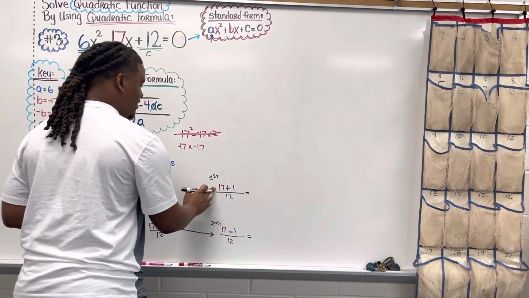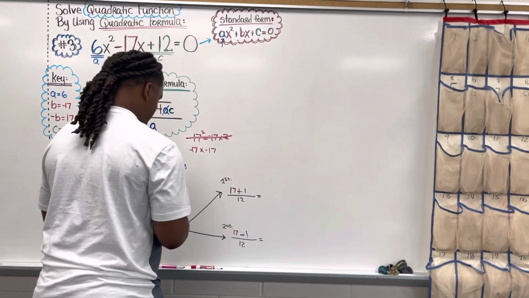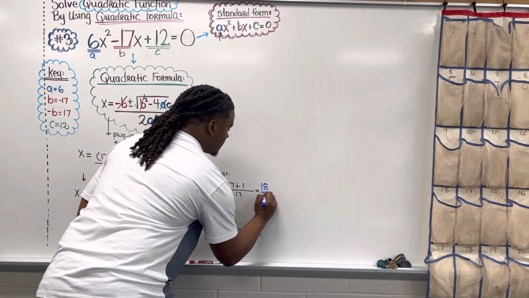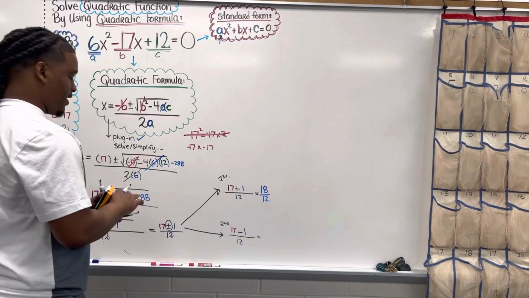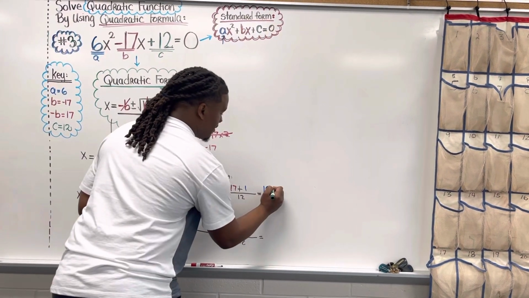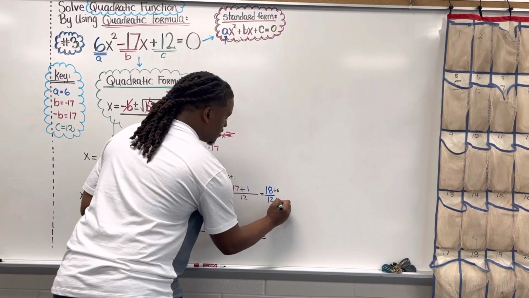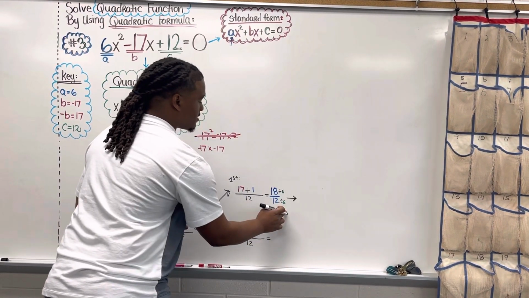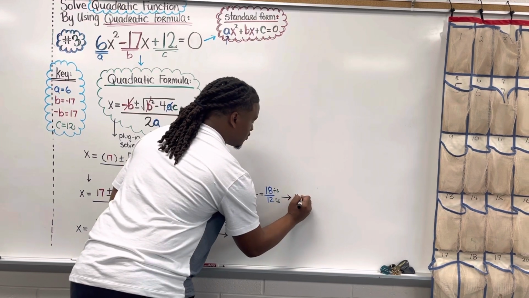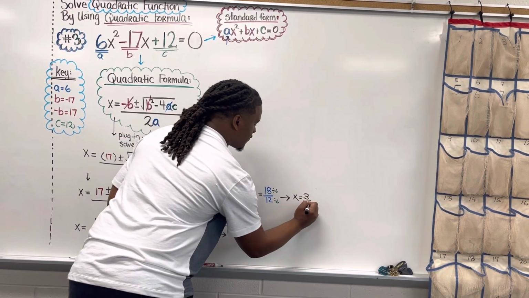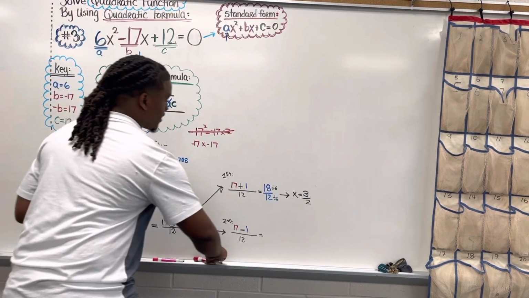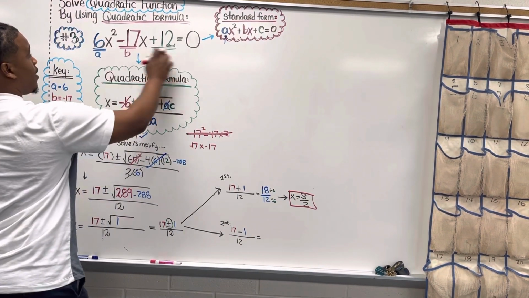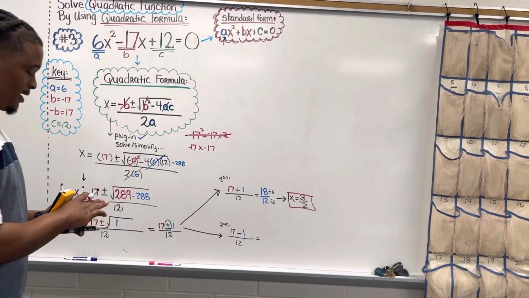So 17 plus 1 is 18. So now I have 18 over 12. Okay, and of course, guys, if you simplify that by just dividing by 6, 18 divided by 6 is 3, and 12 divided by 6 is 2. So X equals 3 over 2, okay? So that is one of the possible values that we can plug in as X, and it will all equal 0.